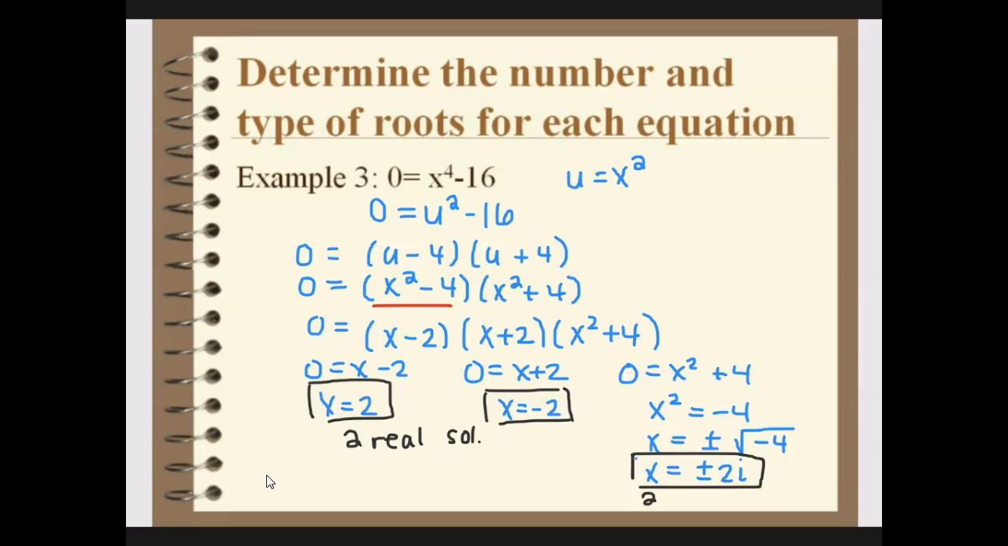So that represents 2 imaginary solutions. So again, my original power is 4. So if I have a degree of 4, then I need to have 4 roots. And in this case, I have 2 real and 2 imaginary.